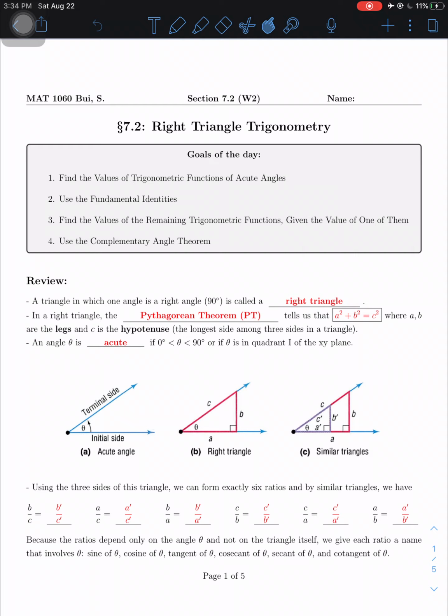All right. Let's talk about 7.2, right triangle trigonometry. Usually before we get to the first objective of the day, let's review some old concepts.